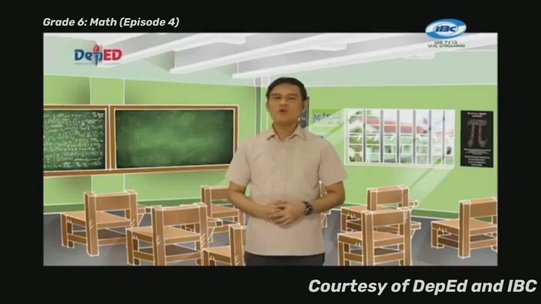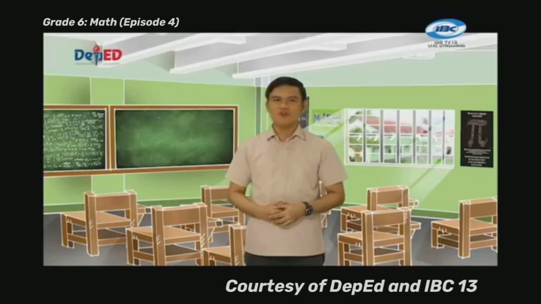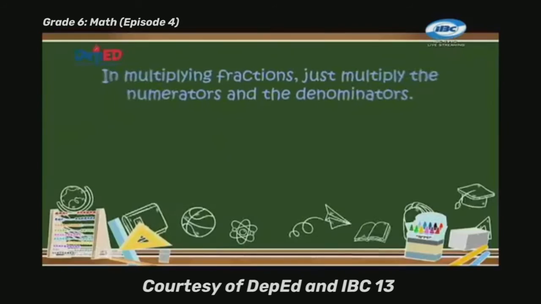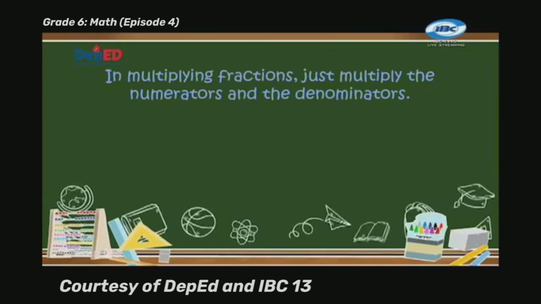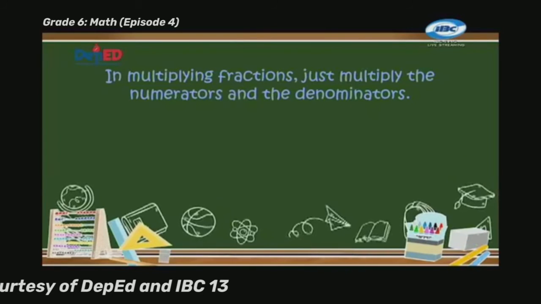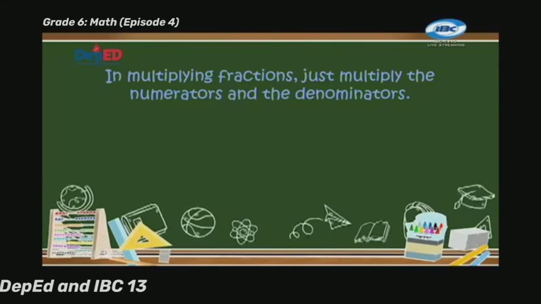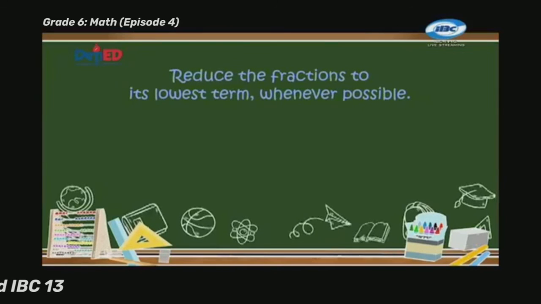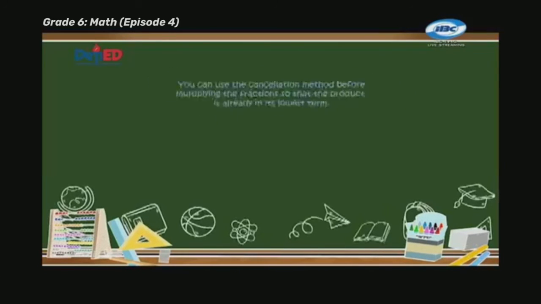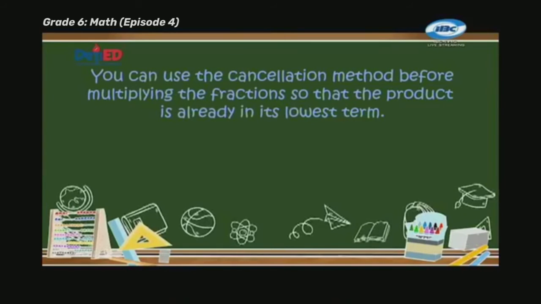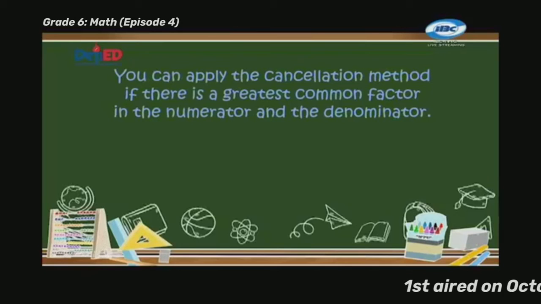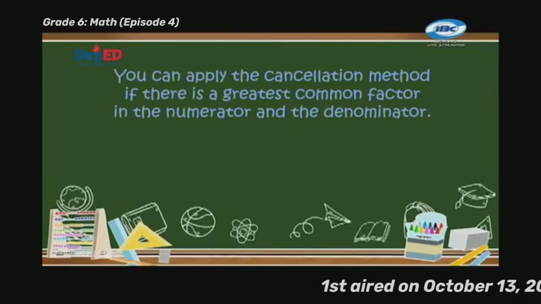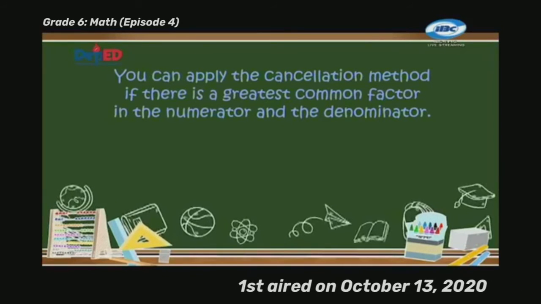Again, how do we multiply fractions by any given form of fractions? In multiplying fractions, just multiply the numerators and the denominators. Reduce the fractions to its lowest term whenever possible. You can use the cancellation method before multiplying the fractions so that the product is already in its lowest term. You can apply cancellation method if there is a greatest common factor in the numerator and the denominator.